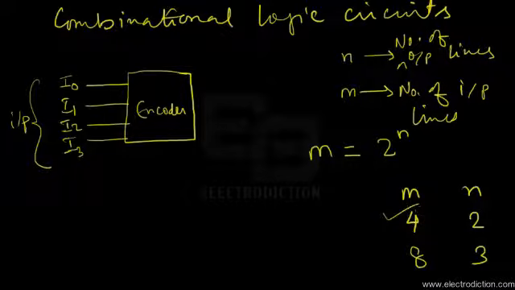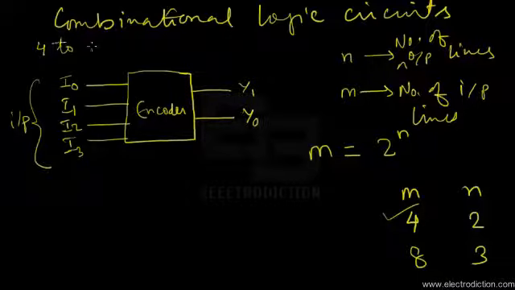Corresponding to the 4 input lines, the encoder should have 2 output lines. These are the 2 output lines of the encoder, named Y1 and Y0. So our encoder under discussion has 4 input lines and 2 output lines, and based on that it will be named a 4 to 2 encoder.